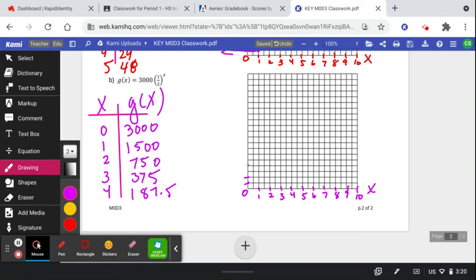So 150, 300, 450, 600, 750, 900, 1,050, 1,200, 1,350, 1,500, and that was 10 steps, and so our 3,000 is going to be right up here at 10 more.